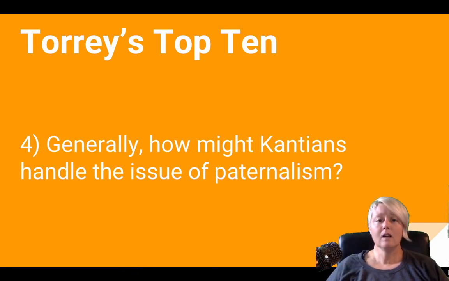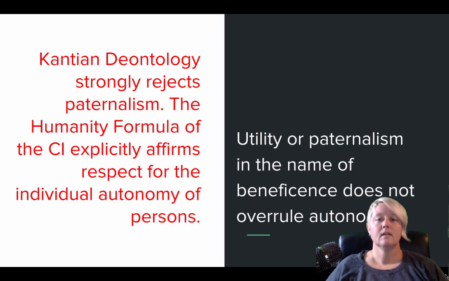Number 4, how might Kantians handle the issue of paternalism? Kantian deontology would strongly reject the idea of at least strong paternalism. The humanity formula, the second formulation of the categorical imperative, explicitly affirms the importance of respect for the individual autonomy of persons. So long as someone is an autonomous, competent being, we must respect their choices and decisions. So for a Kantian, utility or paternalism, even in the name of beneficence, would never overrule autonomy. So you can see how Kantianism and utilitarianism, two of the primary moral theories, take completely different views on and result in completely different moral judgments on issues of paternalism in medicine.